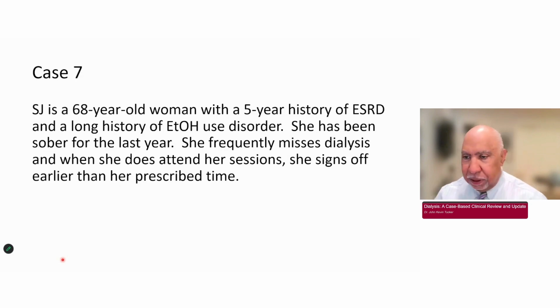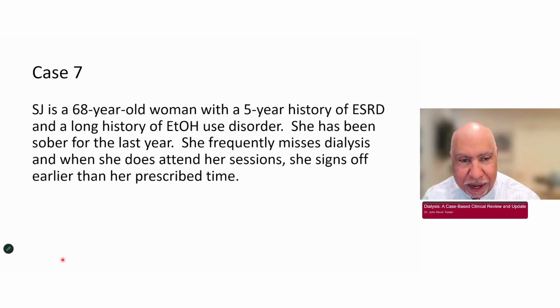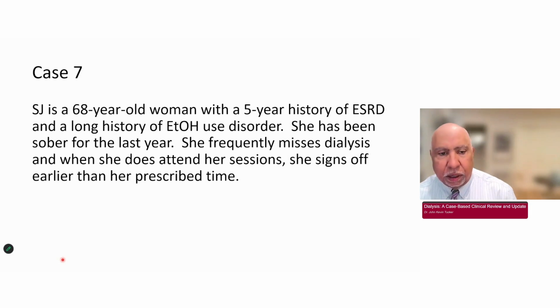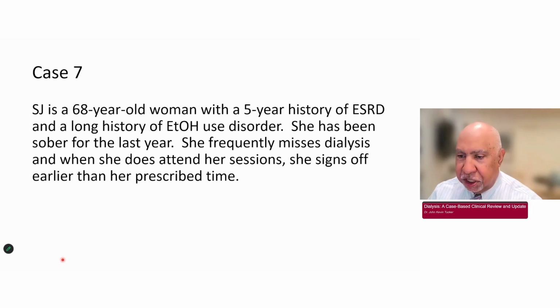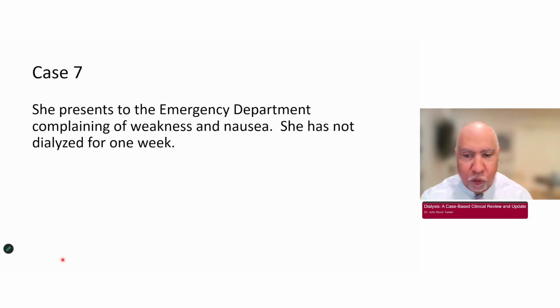Last case, this is a patient that I saw as a fellow 30 years ago, and she stands out in my memory. She's a 68-year-old woman with a 5-year history of end-stage kidney disease, long history of alcohol use disorder. She's been sober for the last year, but she still frequently misses dialysis. And when she does attend her sessions, she signs off earlier than her prescribed time. She comes into the emergency department complaining of weakness and nausea. She's missed dialysis for a week.